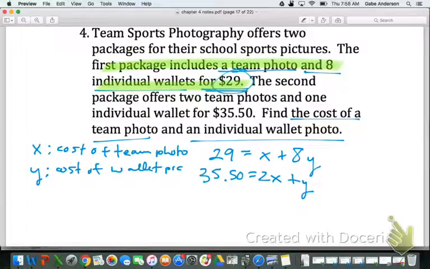So are you getting that from the second package? Mm-hmm. 2 team photos and 1 individual wallet for 3550. That looks really good. Nice work. All right, so do you see how we're trying to draw this information out? We're looking at complete sentences, getting a couple of equations involving our x and our y. We know that our x and our y stand for the cost of each of the different photos, but now we got to figure it out.